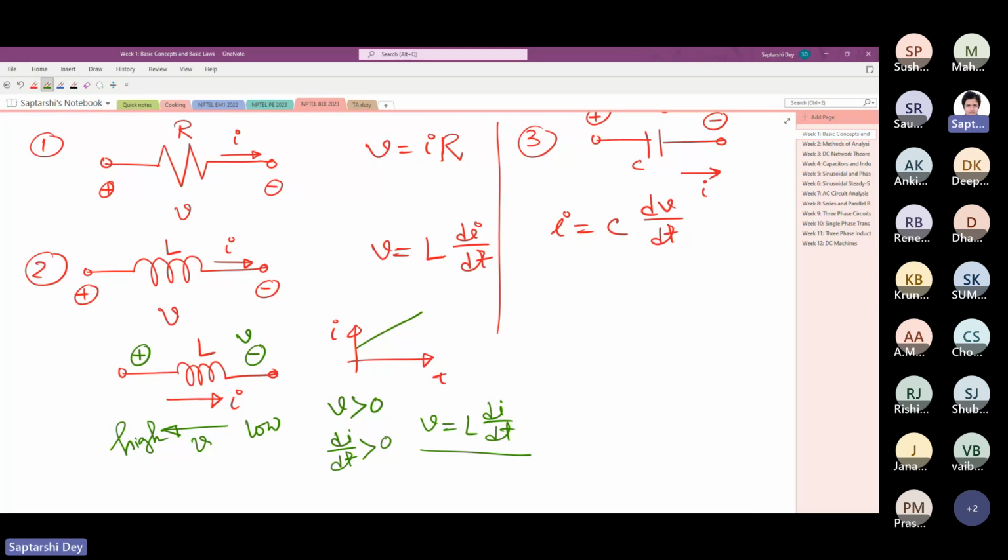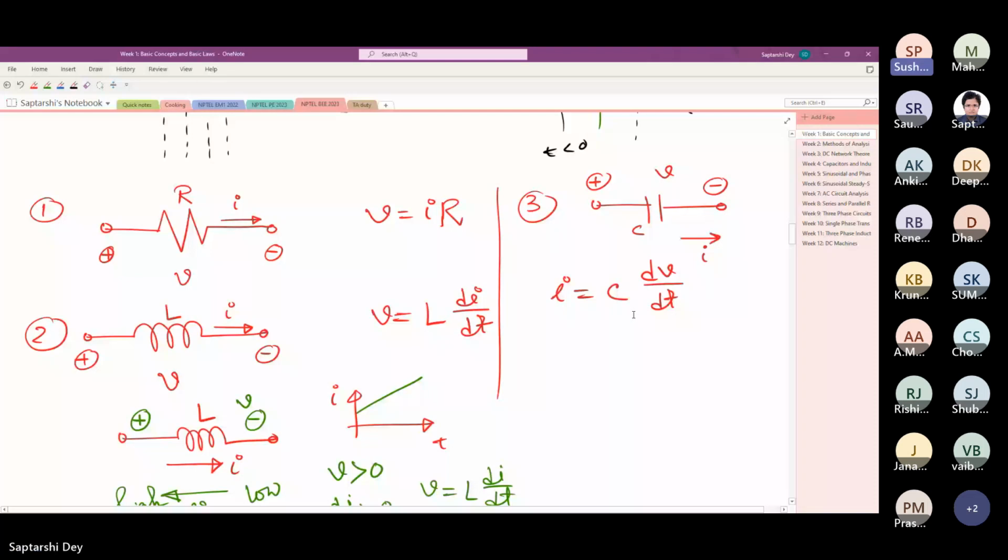Easy way to remember, in all these equations, if you see, current is flowing from positive to negative side. Means plus terminal to minus terminal.